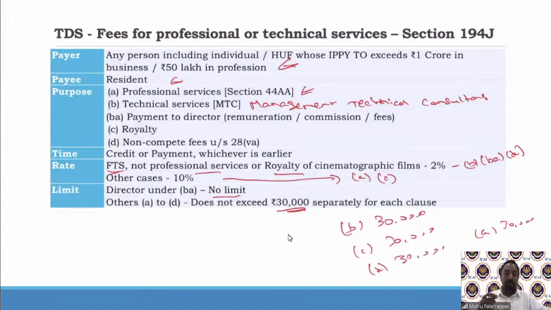So for the same person, let's say you're rendering professional services, and you're also rendering technical services, it is 30,000 each. So that is how you differentiate. So it is 30,000 for each clause other than the fee for director. For fee for director, it is taxable from rupee 1. So that is the limit. So it's different from all other sections. The limit you are seeing is slightly different from all other sections. It is for each clause in the section, excluding the payment for directors alone.